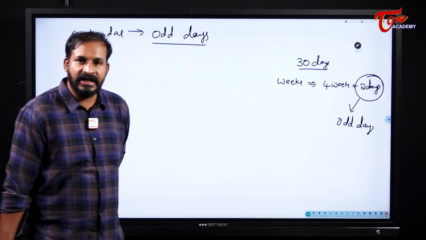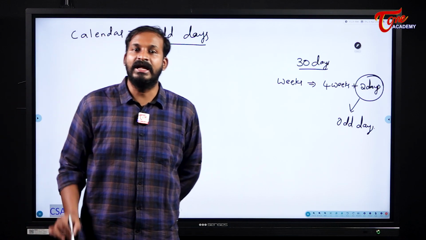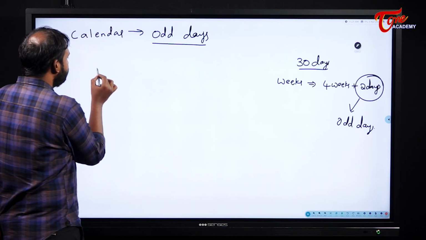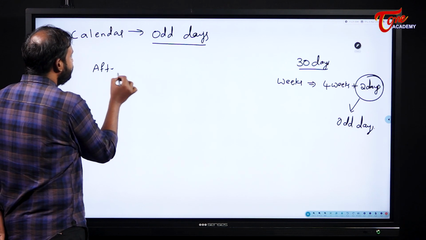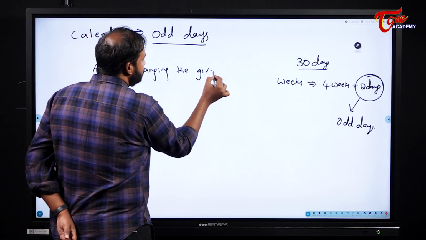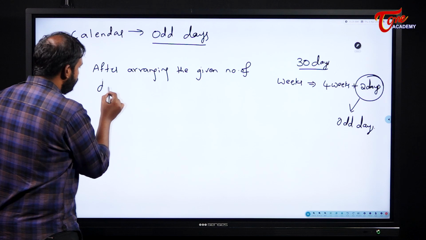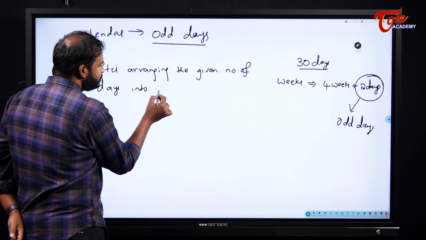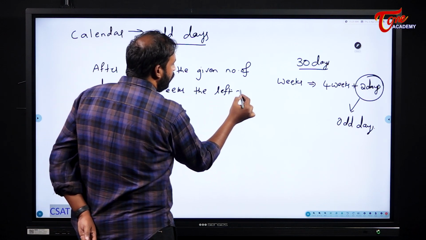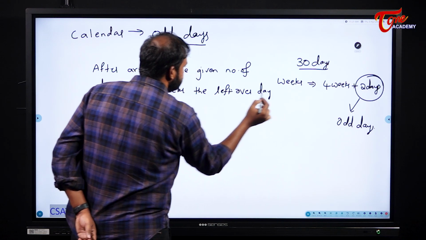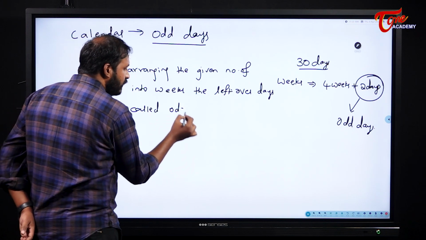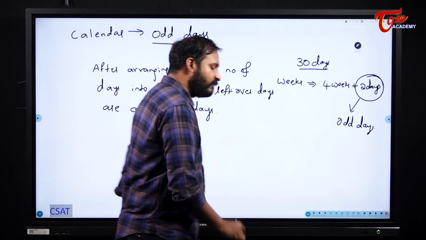That means after arranging the given number of days into weeks, the leftover days are called odd days for us. So odd days are nothing but, after arranging the given number of days into weeks, the leftover or remaining days are called odd days.